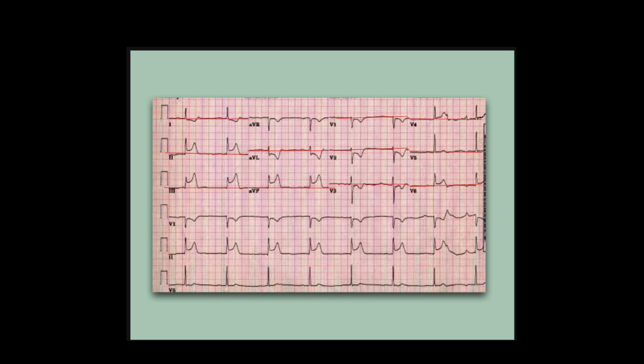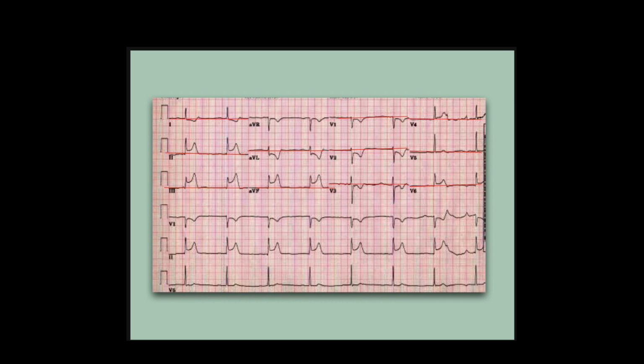So 1 is slightly depressed. I agree. 2 is elevated, 3 is elevated, AVL is depressed, AVF is elevated. Okay. 1 is depressed, 2 is depressed, 3 is depressed, 4 is elevated. Maybe, yeah. It's like maybe 5, nothing. Yeah. V6 is elevated.